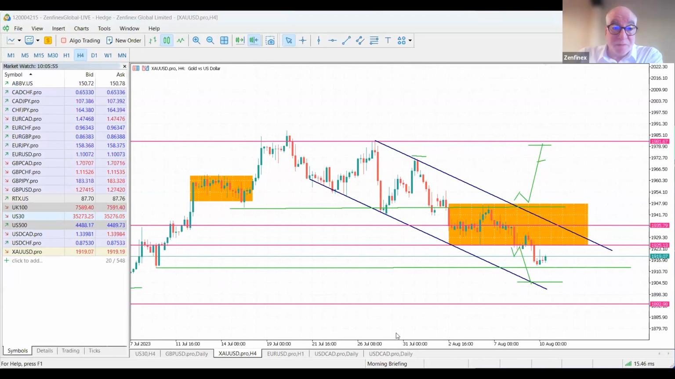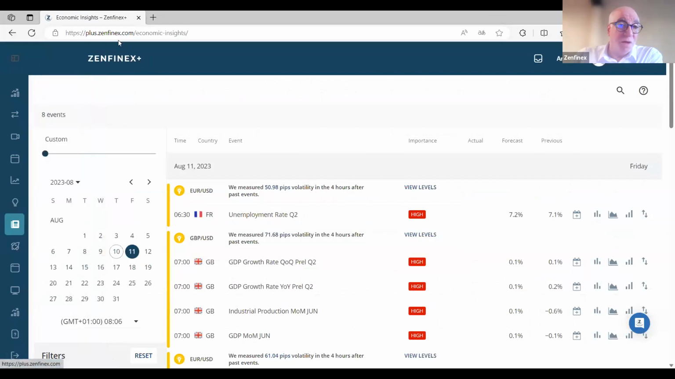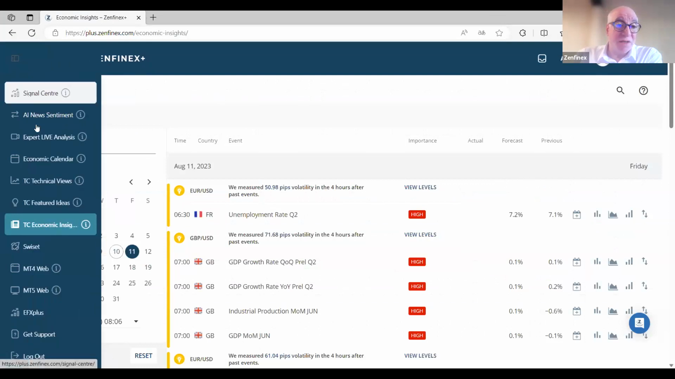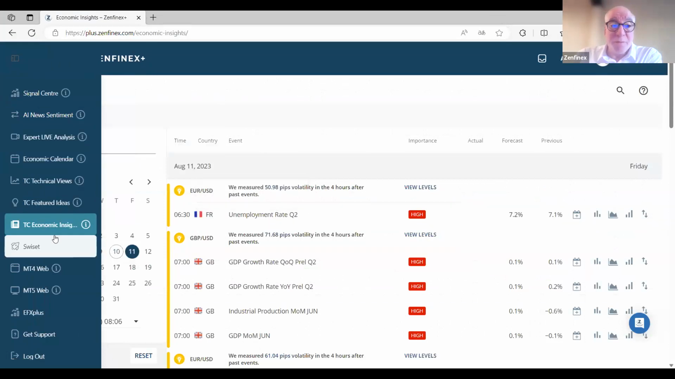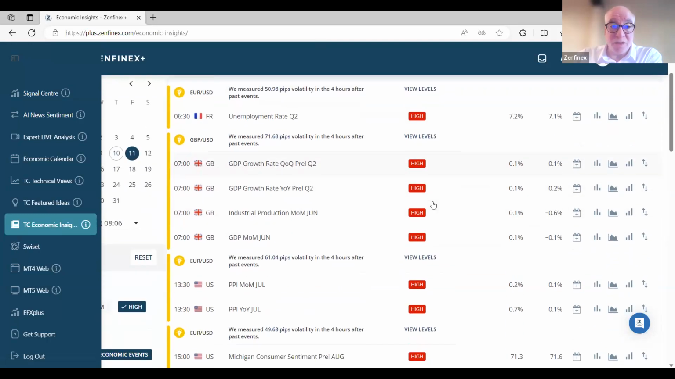Let's have a look at the Zenfinex tools. And this is, for those of you who don't know, the plus Zenfinex domain that I just gave you. It's got a number of cool tools in here: Signal Center, some sentiment indicators, some live videos. But I've mainly focused on the calendar because it's more immediate as far as I'm concerned. So we had some news come out from the UK. We're going to have a look at that and see how that impacted things.